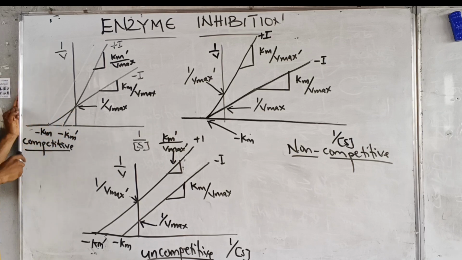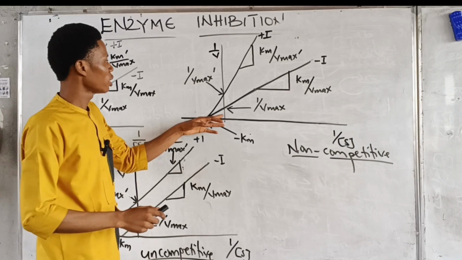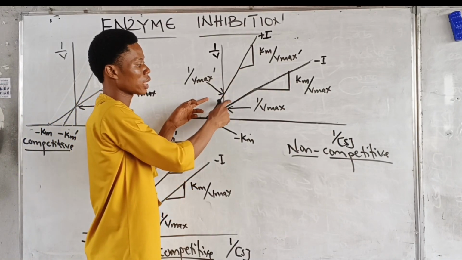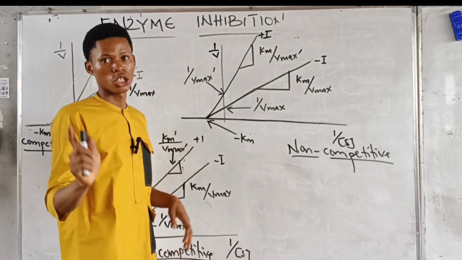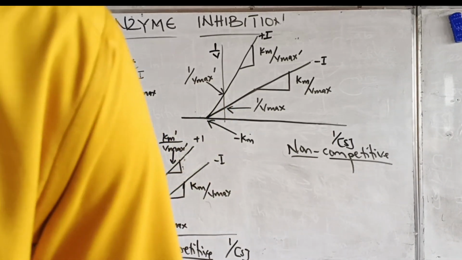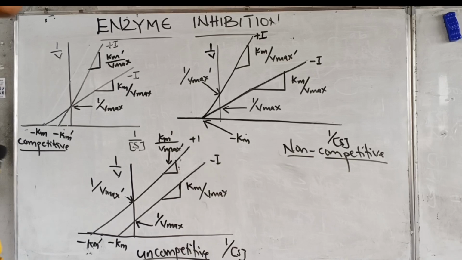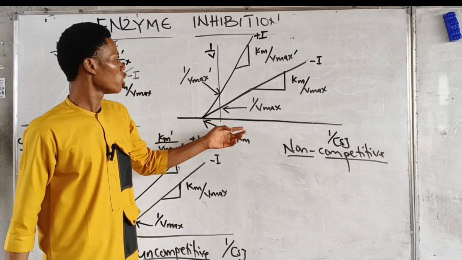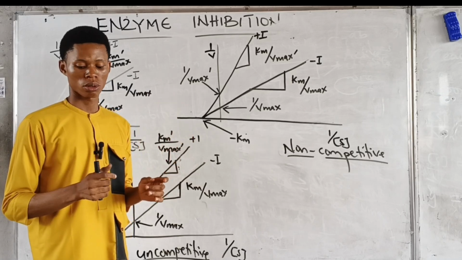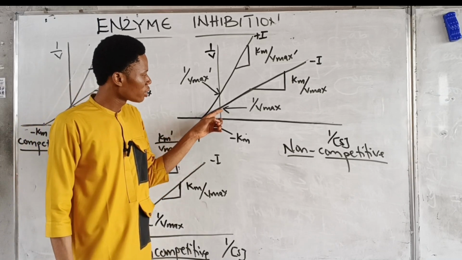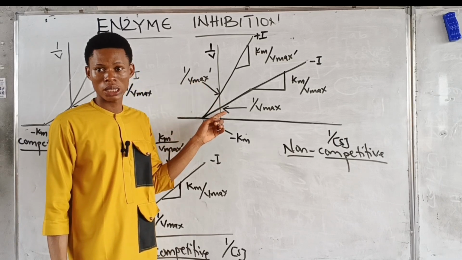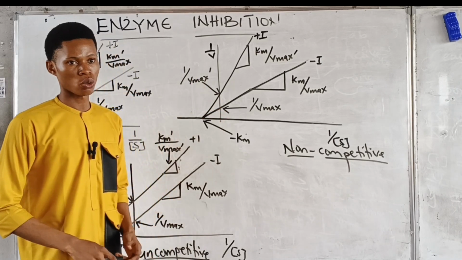Now, in non-competitive inhibition, we have Vmax for when inhibitor is present and when inhibitor is absent. Do you know why? Let me start from here. Just hold on. If you look at this, in non-competitive inhibition, we see that we are having two 1 over Vmax values, right? Good. This is the reason why.